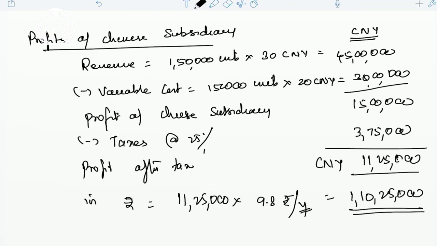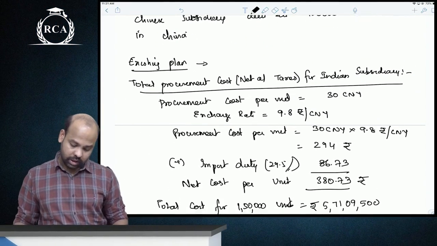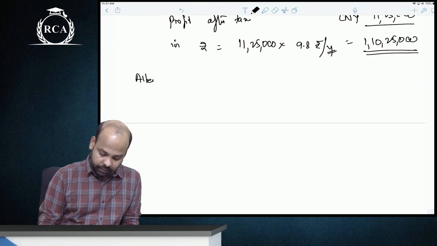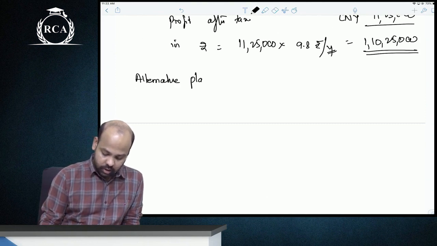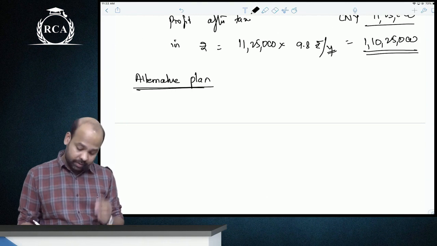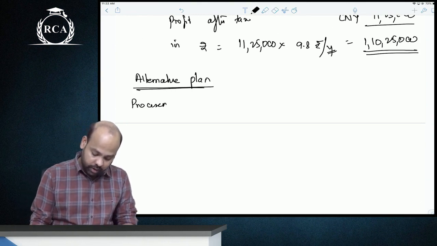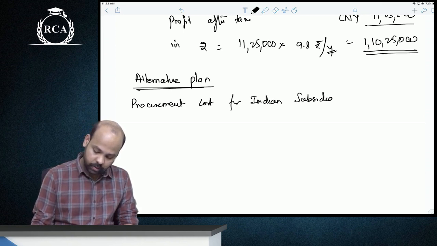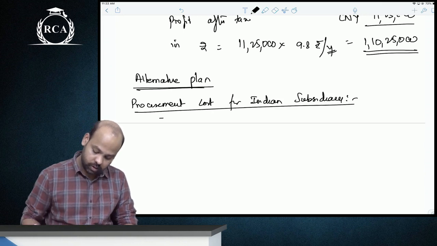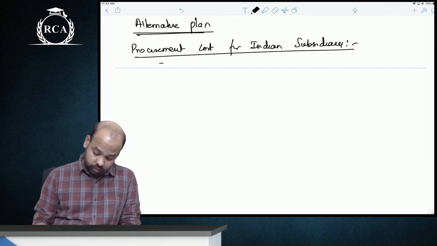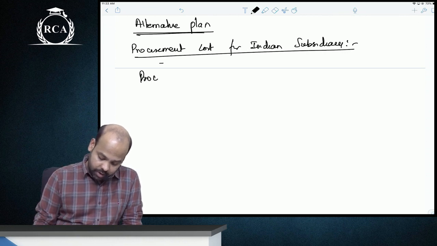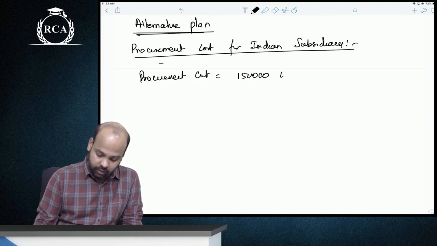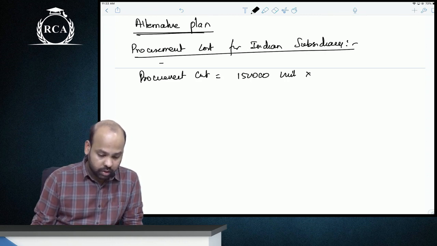Yes, guys, I hope you're all done with this. Now is the revised alternative plan, guys. Under the alternative plan, let us not forget what will be the procurement cost for the Indian subsidiary. We will be getting 1,50,000 units at a price of 320 rupees.